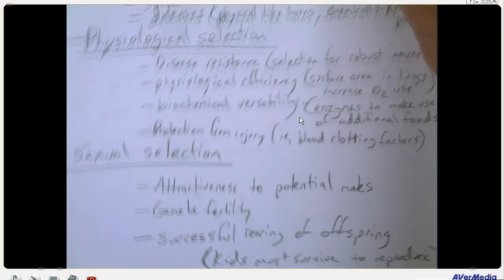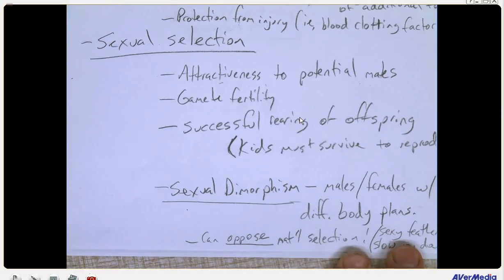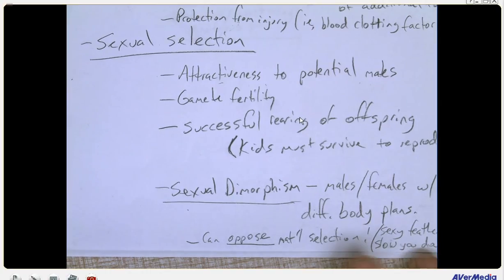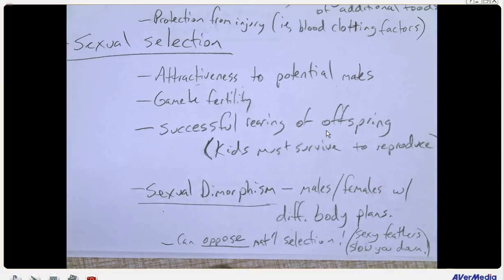And let's copy down sexual selection here. Attractiveness to potential mates. Gamete fertility, that was the example with the primates that have thick fluid in the males to plug up any potential other males from fertilizing the females. Successful rearing of offspring. Kids must survive to reproduce. That's kind of important. Then we have sexual dimorphism, the males and females with different body plans. Now remember, sexual selection can oppose natural selection. Sometimes those sexy feathers can slow you down. So if it's something that is a detriment to your survival, it might not be selected for.